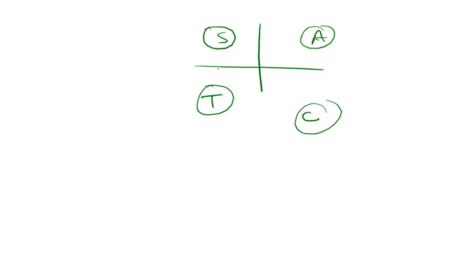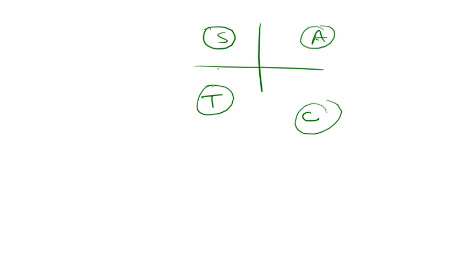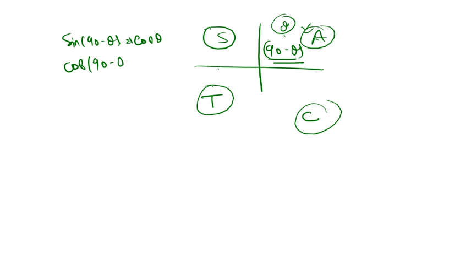One more thing: the first quadrant can be written as 90 minus theta also. Either we can write theta lying between 0 and 90, or we can write 90 minus theta. Whenever we are writing 90 minus theta, sine changes into cos. So sine of 90 minus theta becomes cos theta, but keep in mind it will remain positive, because here all are positive. And when I write cos of 90 minus theta, it will become sine theta.